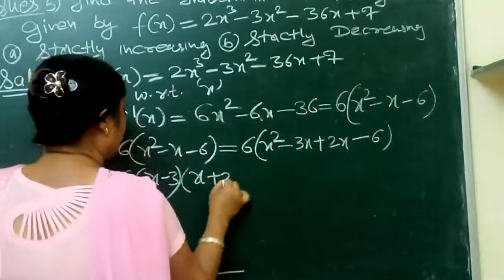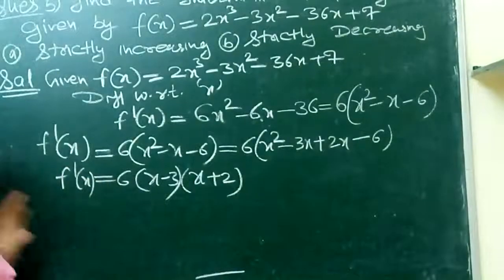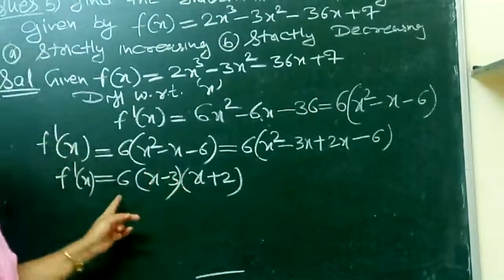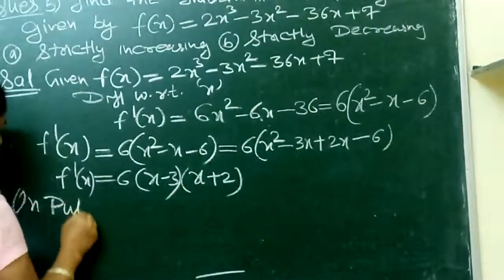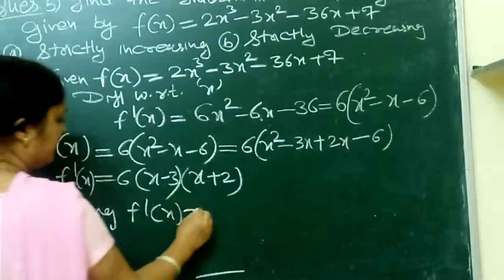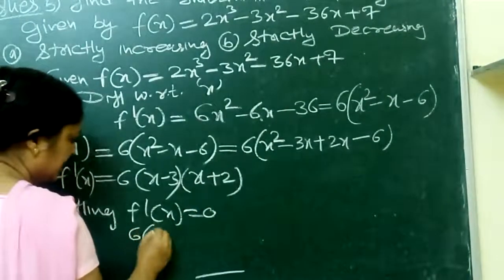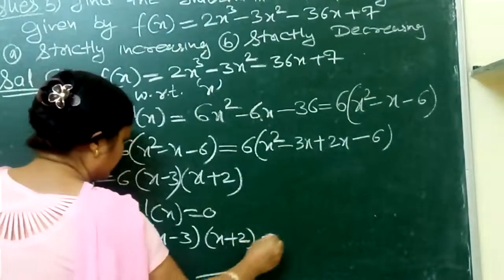So it will come x plus 2. This is the value of f dash x, and you know that for finding out the interval we will put f dash x equal to 0. On putting f dash x equal to 0, what will come here? 6 into x minus 3 into x plus 2 is equal to 0.